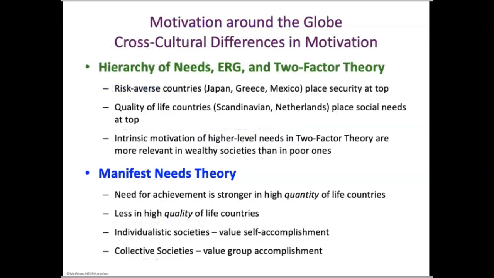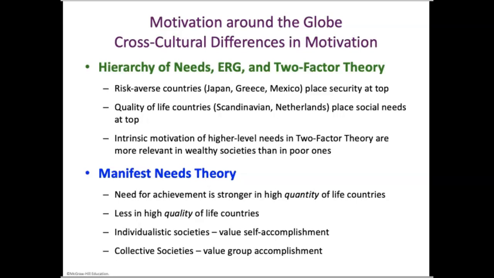Motivation around the globe: cross-cultural differences in motivation. So we have the hierarchy of needs, ERG, and two-factor theory. There are also risk-averse countries, which include Japan, Greece, Mexico, and others, that place security at the top. There are also quality-of-life countries, including Scandinavian countries, the Netherlands, and others, that place social needs at the top.